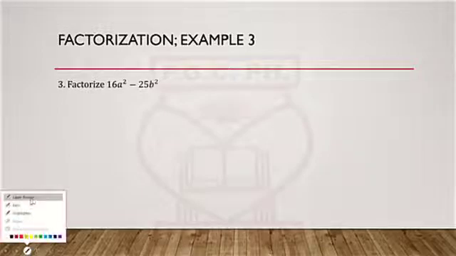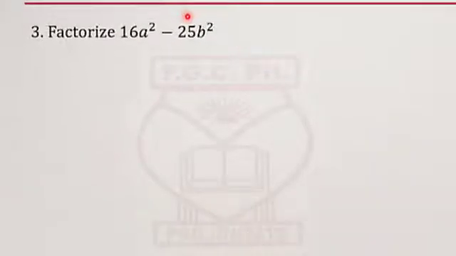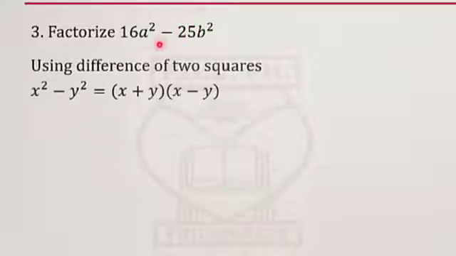I will proceed to example 3. Example 3 says, factorize 16a squared minus 25b squared. If you look at 16, it can be broken down into 4 raised to power 2, and 25 can be broken down into 5 raised to power 2. So therefore, difference of two squares can be applied. Difference of two squares states that s squared minus y squared will give you s plus y, s minus y.